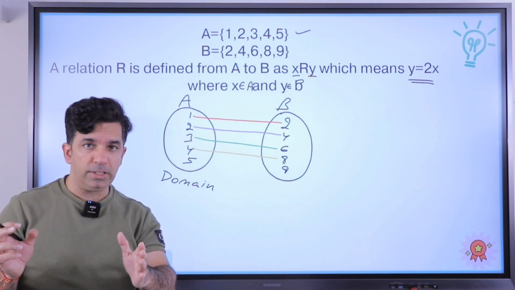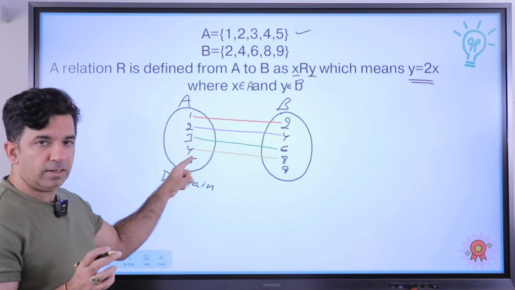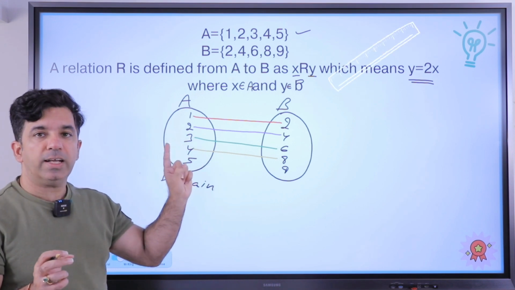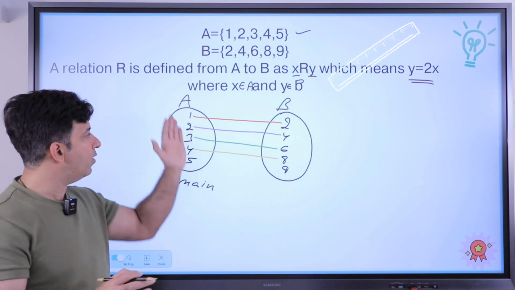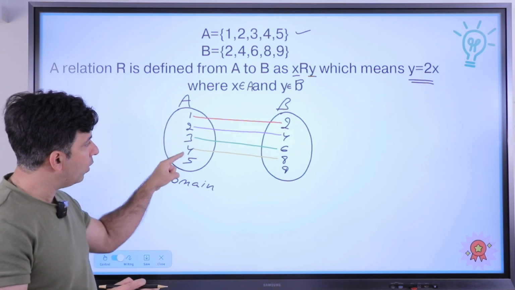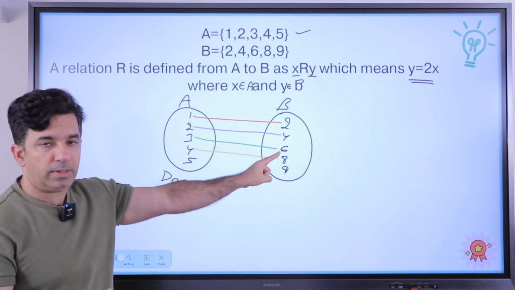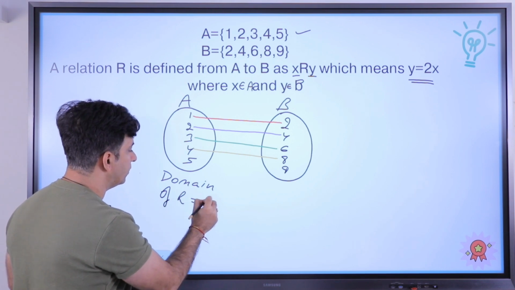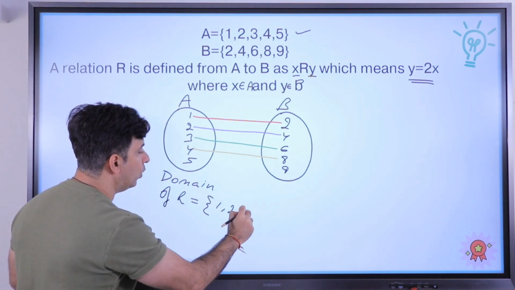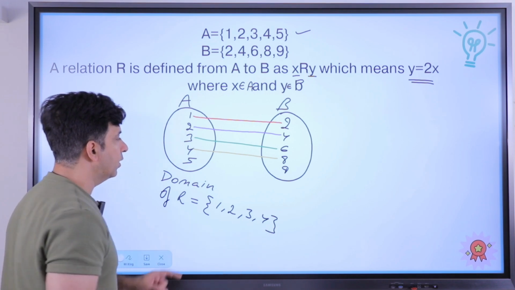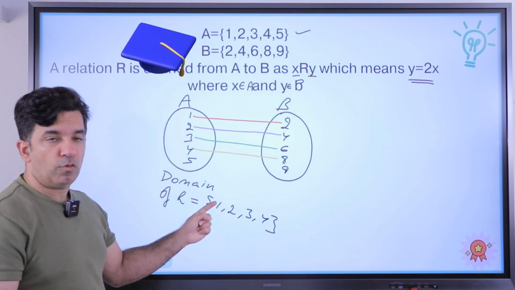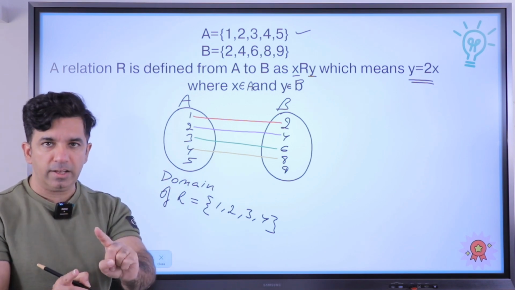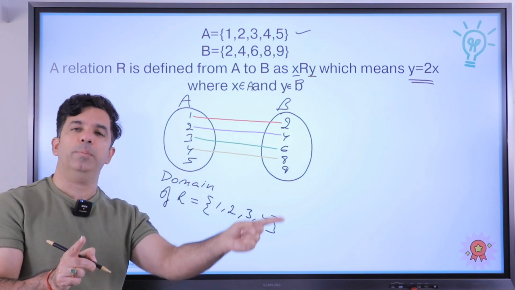So what does a domain mean? Those elements of set A which have a connection with elements of set B. So in this case, we can see that though the set A was having 5 elements, only 4 of them are connected with elements of set B. So the domain of this relation R would be only 1, 2, 3, 4, besides this number 5. Why? Because it is not connected. So domain is those elements of set A which have a connection with elements of set B.